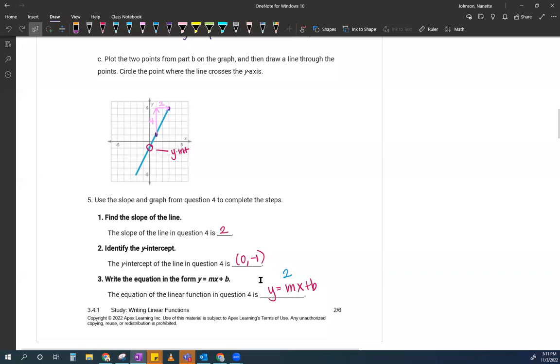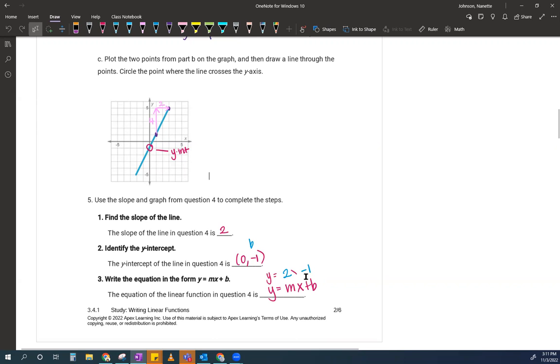And then b, I'm not going to bring the whole point over. I'm only going to bring this guy over because this is our actual b there. So I'm going to put a -1 there. And then I'm going to fill in the rest of that equation. So y equals 2x minus 1.